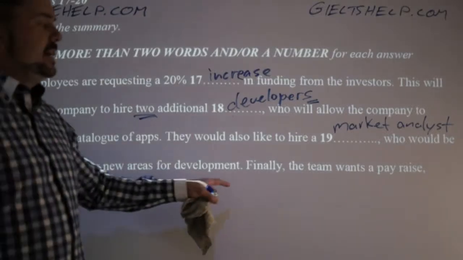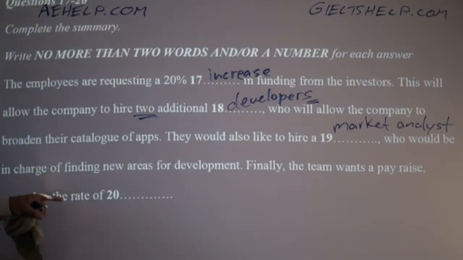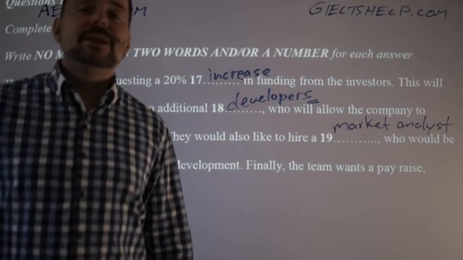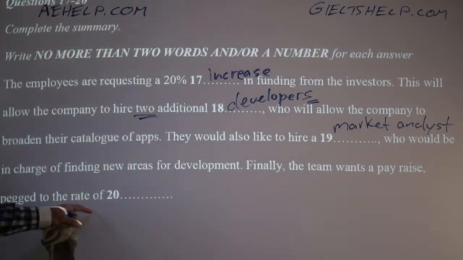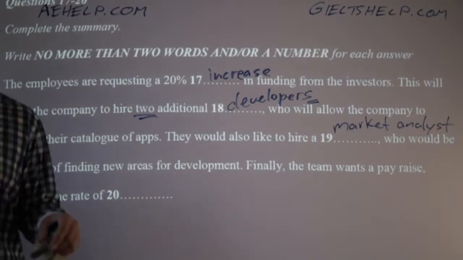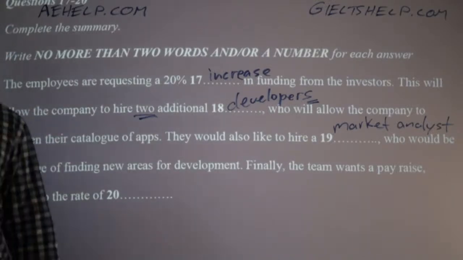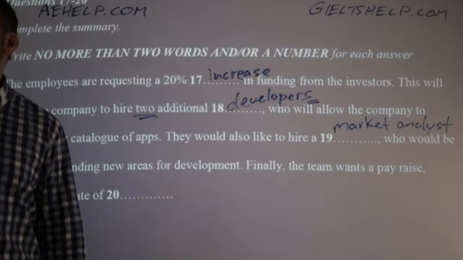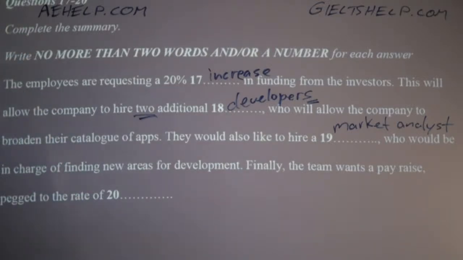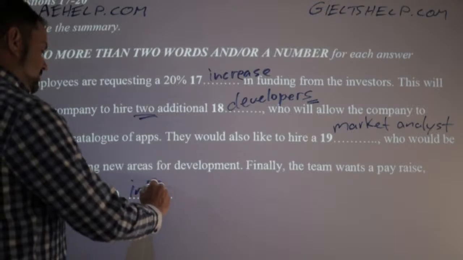Okay, finally, the team wants a pay raise pegged to the rate of, so they want a little bit more money for their hard work. Rate of what? They give an example, but that's not the answer, so it's not 2%. Okay, they want not 5%. It's the rate of inflation. Very good, Marjona. Very good, Carolina. Yeah, inflation. Rate of inflation.